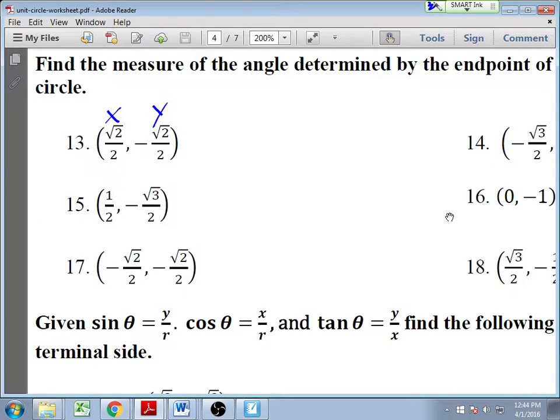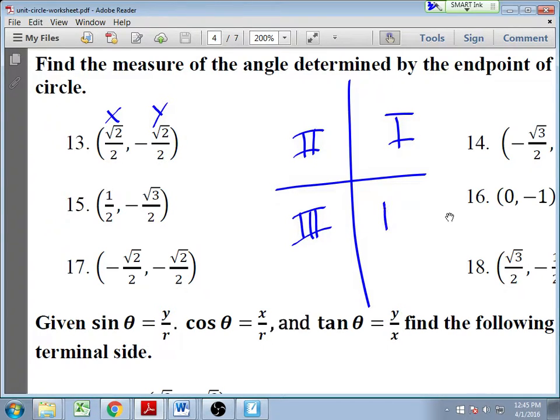If you want to try to think of where would radical 2 divided by 2 and then negative radical 2 divided by 2. Well, okay, so I know I'm a positive x value, but a negative y value. Positive x value, negative y value. What quadrant am I in? The 4th quadrant, right? Because if you remember, your quadrants are numbered 1, 2, 3, 4, counterclockwise in motion.